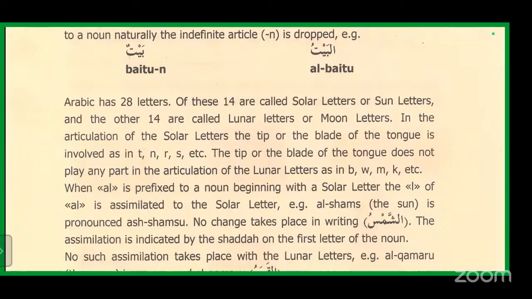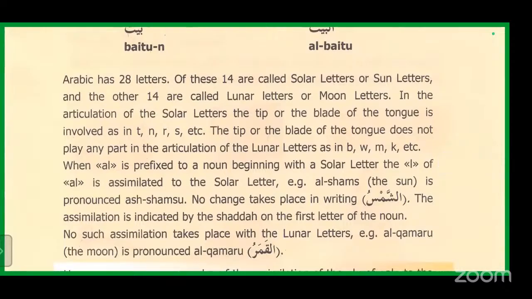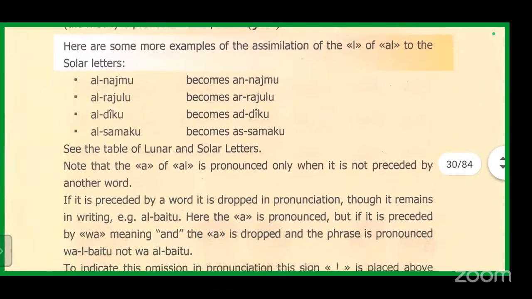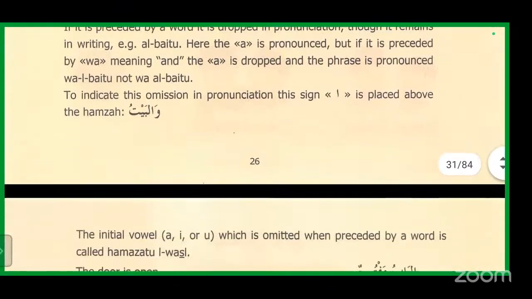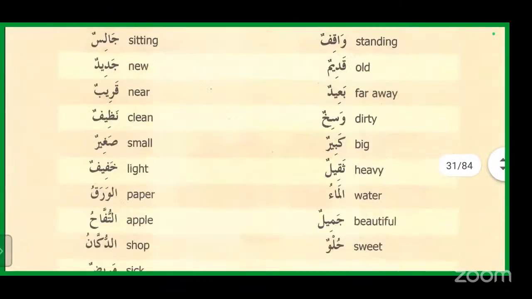Arabic has 28 letters. Of these, 14 are called solar letters, the sun letters, and the other 14 are called the lunar letters or moon letters. In the articulation of the solar letters, the tip or blade of the tongue is moved, as in T, N, R, S, etc. So it is simplified. It is about the proximity of lam with these letters. The lam will be assimilated and pronounced as ash-shamsu, az-zufru, and so on. Yes, the word az-zufru was there here.